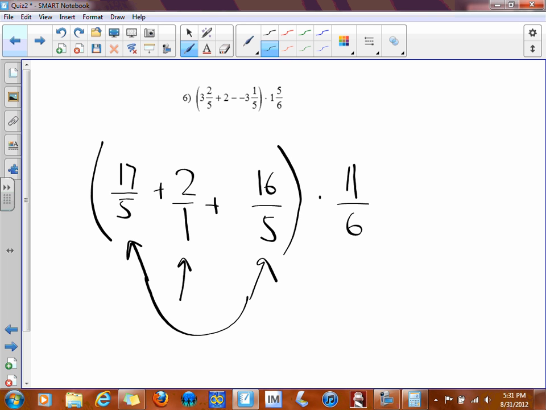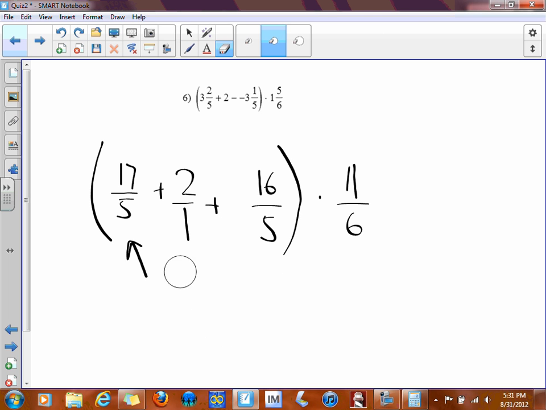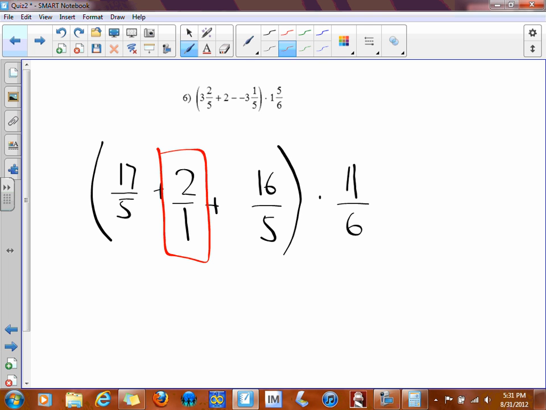So I could add these two together right now, but you know what? I'm going to go ahead and change this guy right here. I want it to have a denominator of 5. Why am I changing it? Because we're talking about addition with fractions. You can't add fractions unless they have a common denominator. If I change the bottom to 5, I had to change the top to 10.